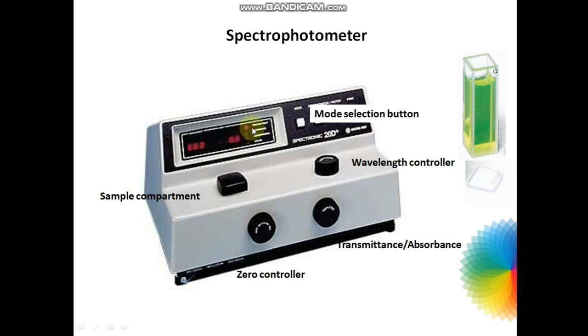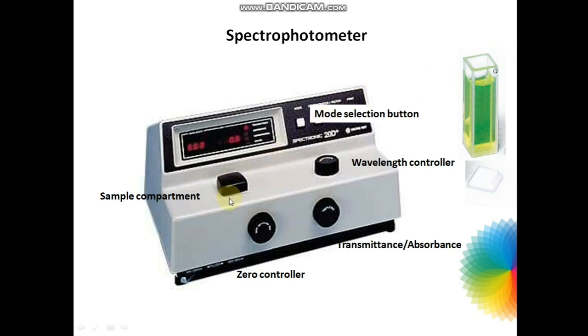That is, now the mode is in transmittance, and 100 is displayed here. For blank solution, 100% transmittance should be there. So now the instrument is calibrated. After that, take out the blank solution and take the sample solution. We have got 5 different concentrations, so take the lowest concentration solution in the cuvette and place that one inside.